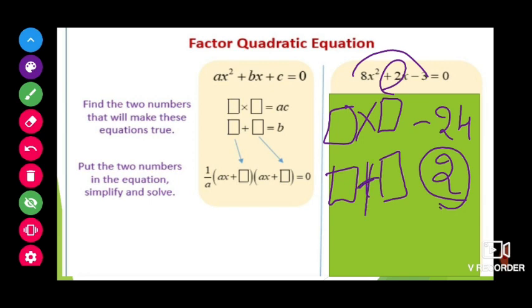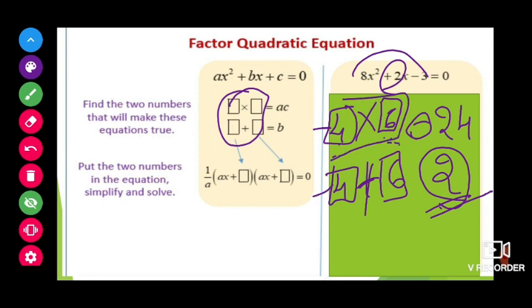Next, 3 into 8 also will not work. 4 into 6: if I take 4 into 6, we will get 24, and since minus is there, we take minus 4 into 6, we get minus 24. Now if I add these numbers, minus 4 plus 6, we will get 2, isn't it? So the numbers we have to fill are 6 and minus 4.